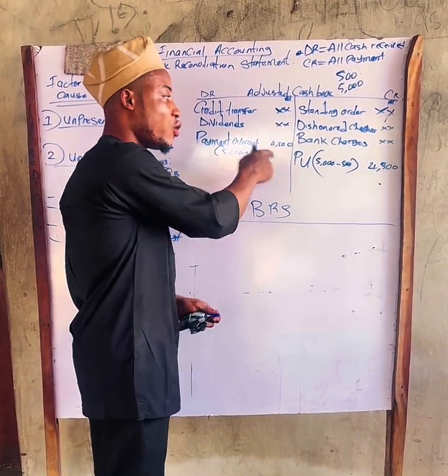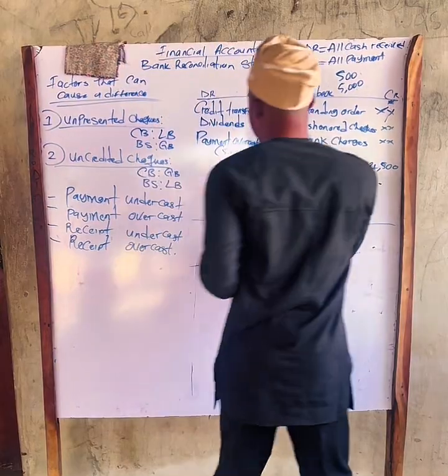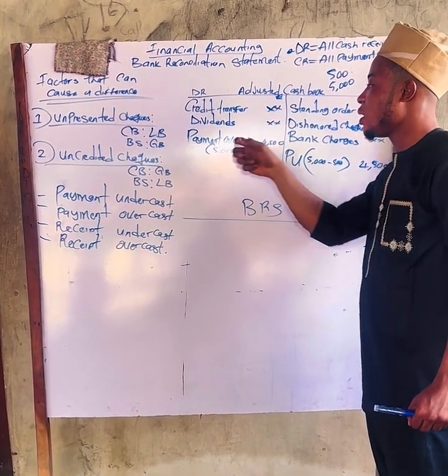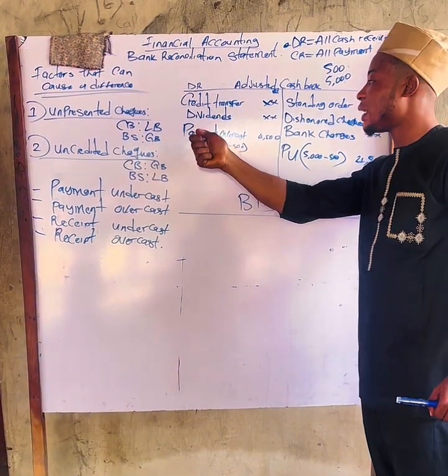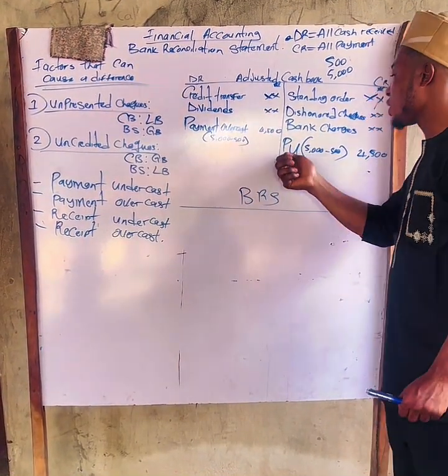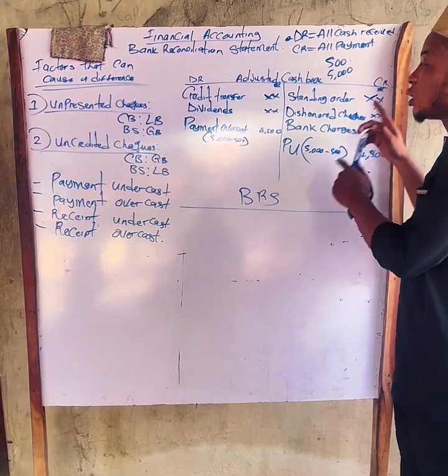That is payment overcast. Whenever you see any transaction or question that you can identify as a payment overcast, you are expected to debit it, and if it is payment undercast, you are expected to credit it.